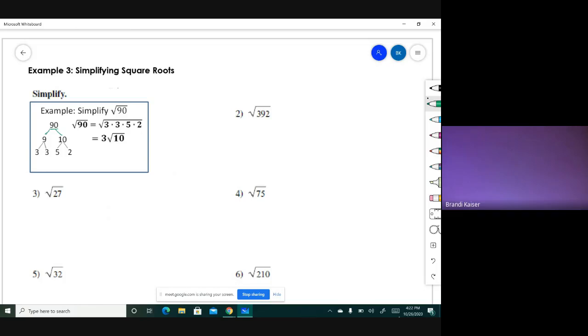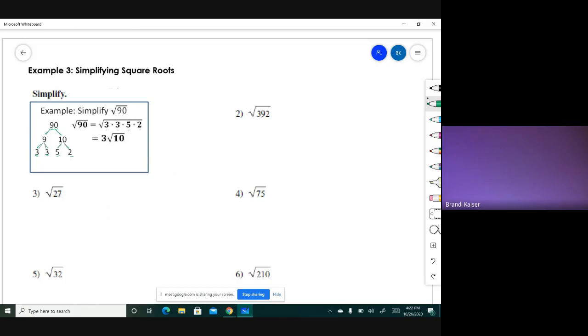The goal of factor trees is always to get down to prime numbers. Well, 9 I can break down a little further. They break it down into 3 and 3. And these 3s are prime numbers, so I stop there. The 10, they broke down into 5 and 2. 5 and 2 are also both prime numbers, so they stop there. Okay, so there are actually 4 prime factors, 3, 3, 5, and 2, that make up 90.